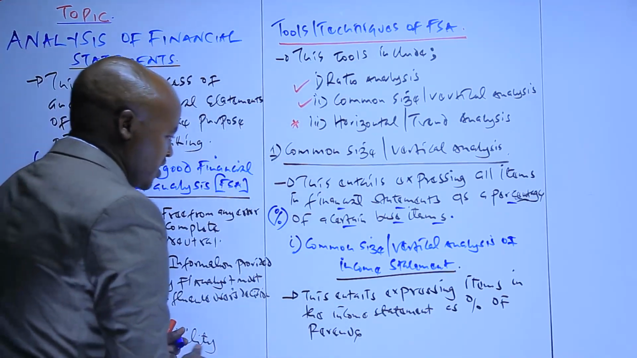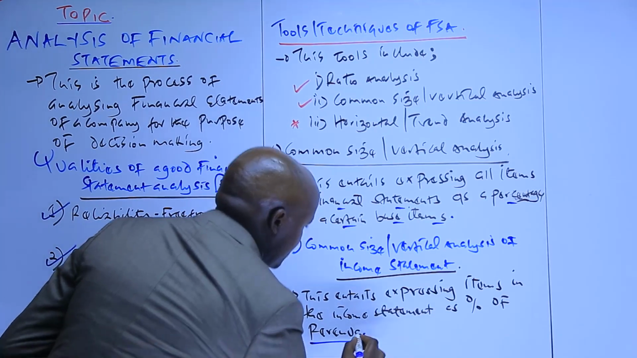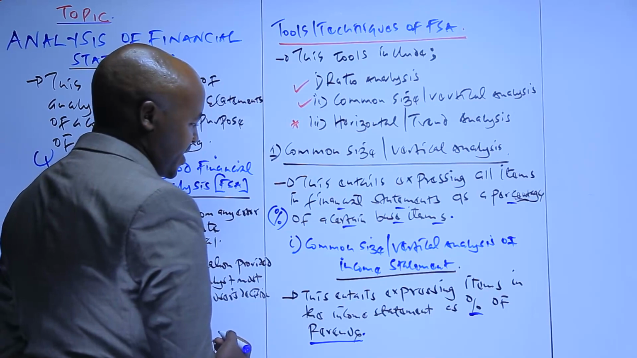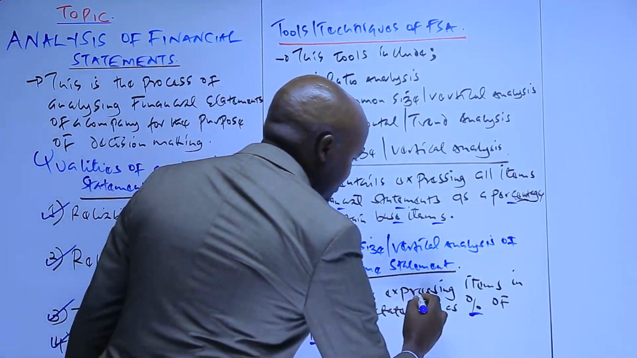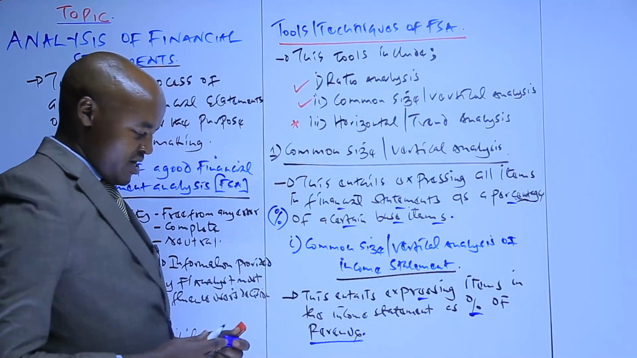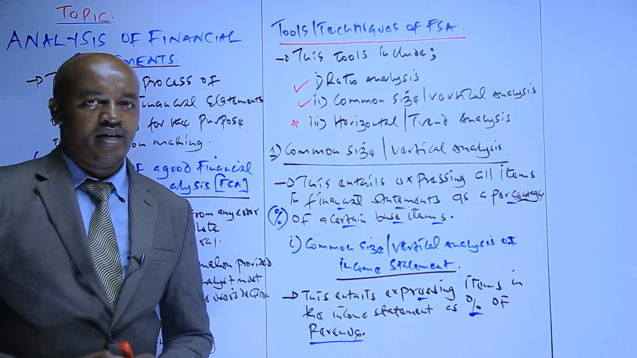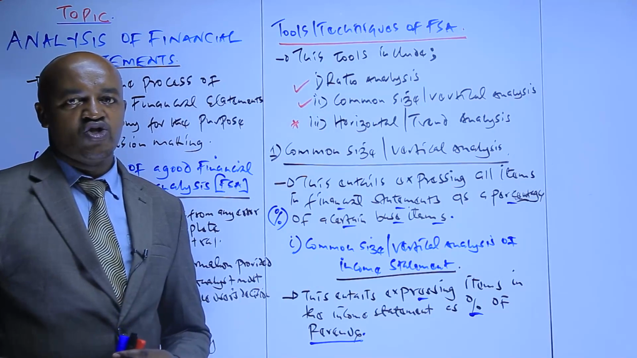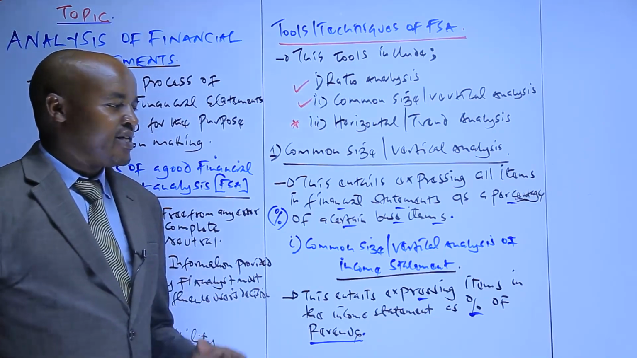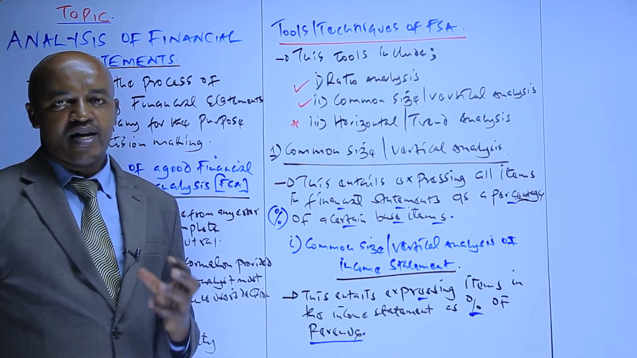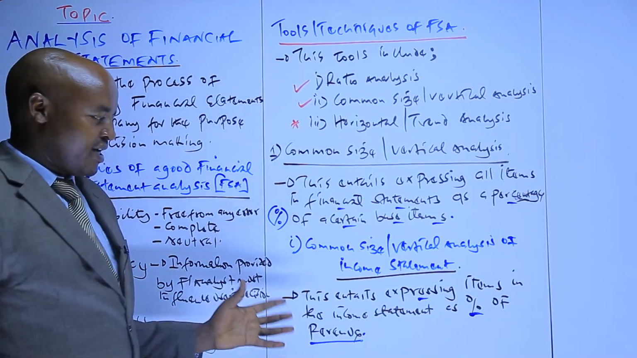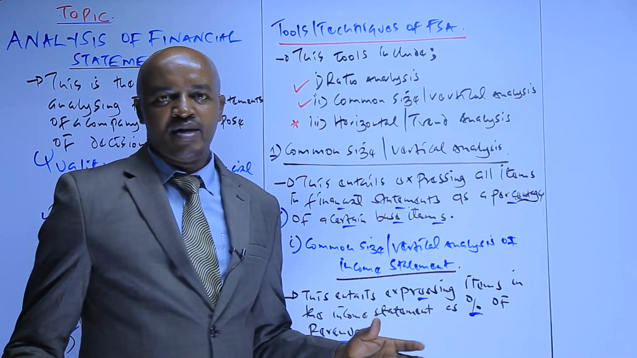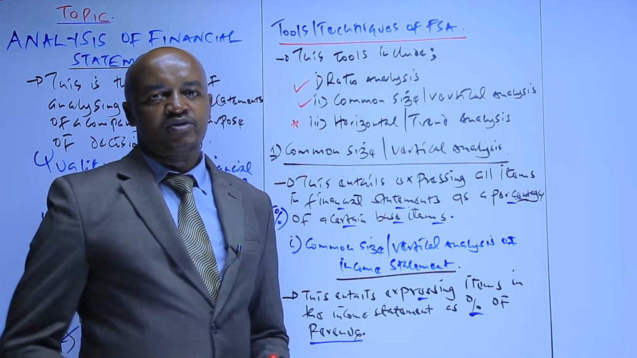That is very, very important. All the items in the income statement will be expressed as a percentage of the company's revenue. And we have said that the objective of this particular analysis is to know the relationship between the items of the income statement and the company's revenue. Basically, that information will be used by the management of the company in terms of making decisions.